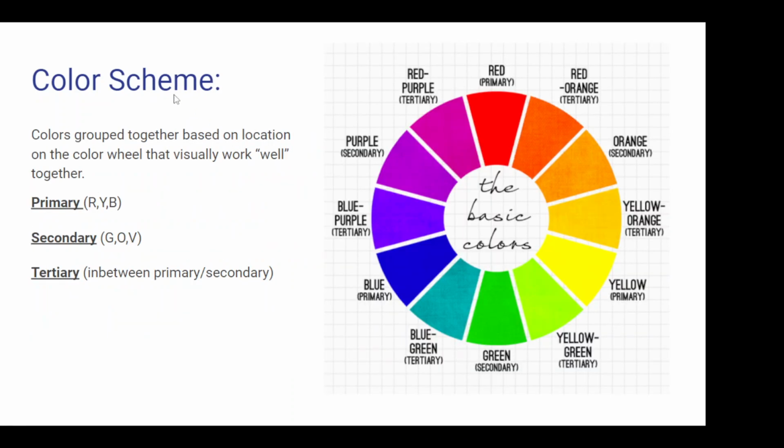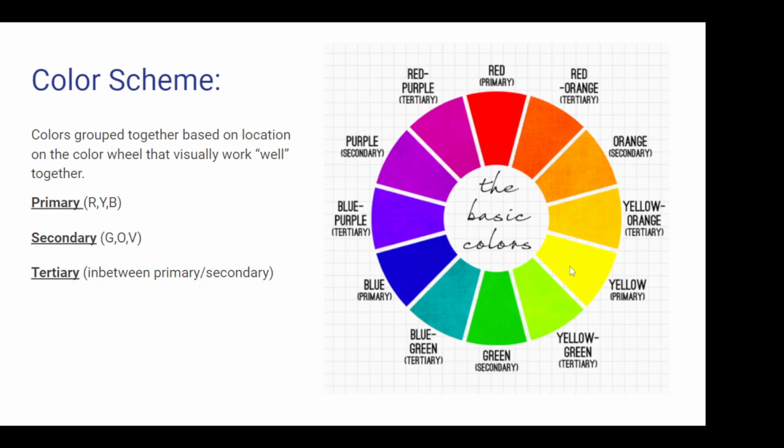All right, so color scheme. Your definition for what a color scheme is: colors grouped together based on their location on this thing here, which is the color wheel. In other words, they work well together. There are some basic ones. A primary color scheme is red, yellow, and blue, and that's known as a triadic because it's three colors on the color wheel.